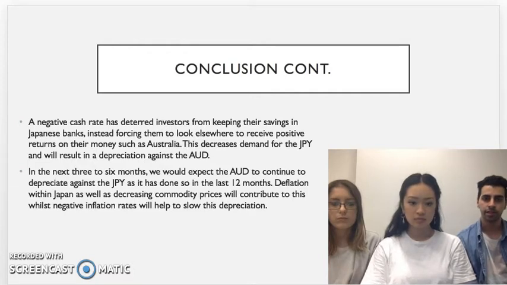In the next 3 to 6 months, we would expect the Australian dollar to continue to depreciate against the Japanese yen, as it has done so in the past 12 months. Deflation within Japan, as well as decreasing commodity prices, will contribute to this, whilst negative inflation rates will help to slow this depreciation.